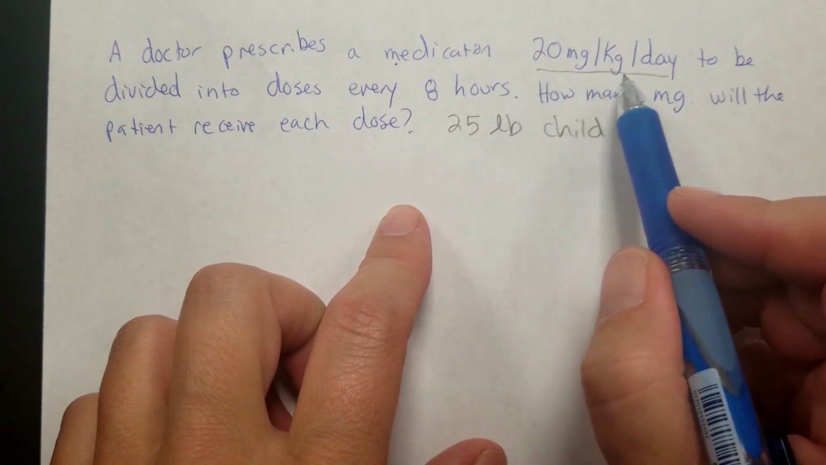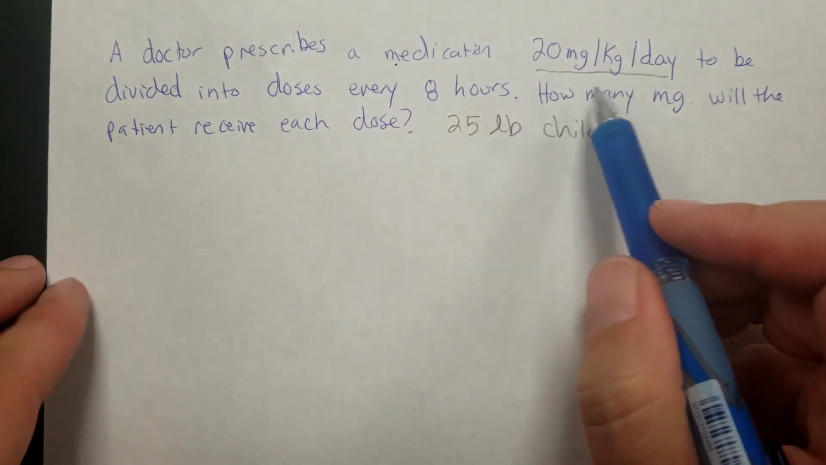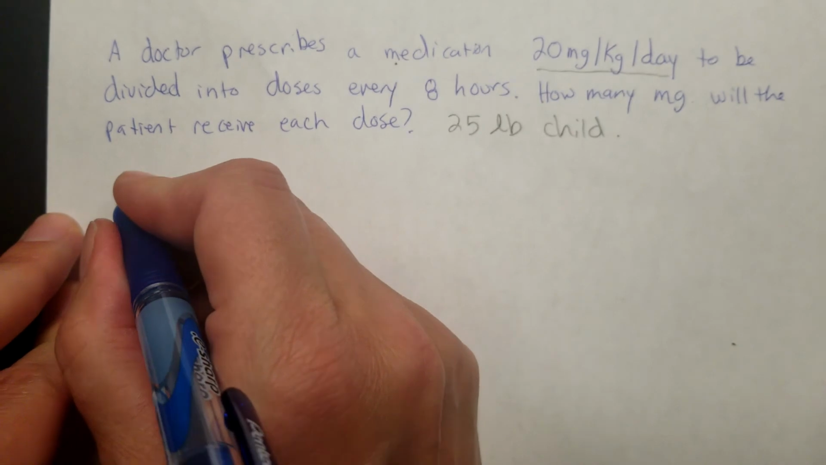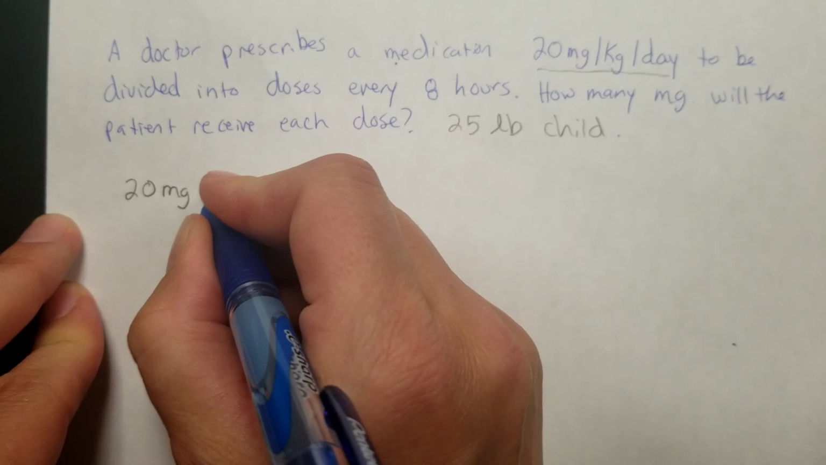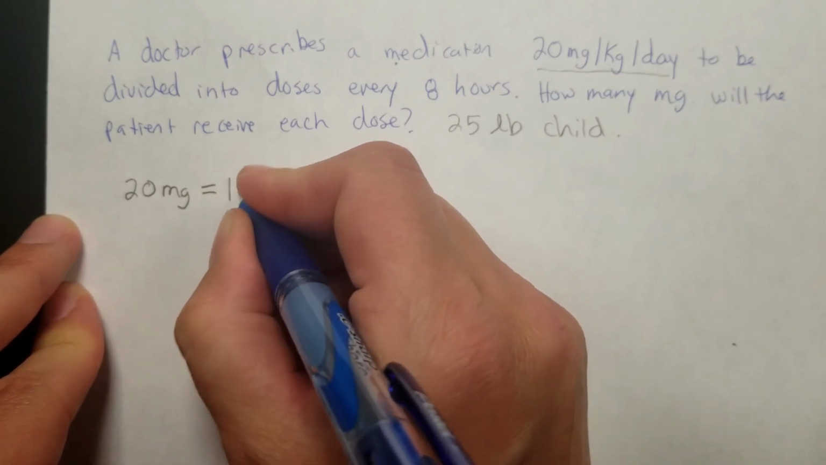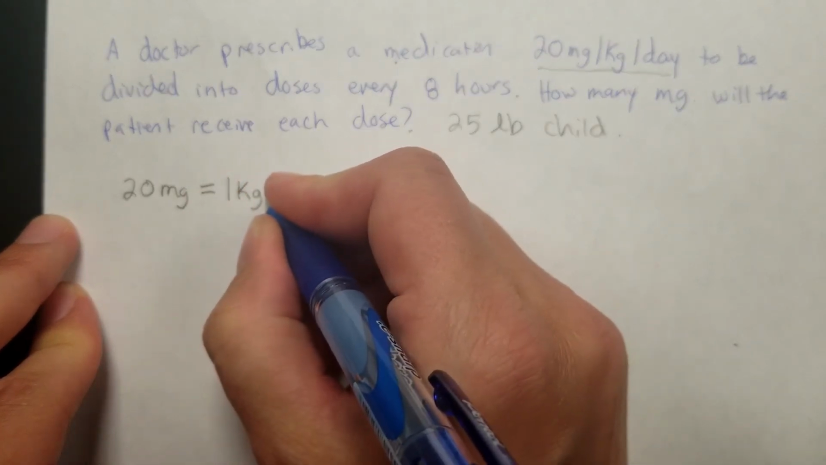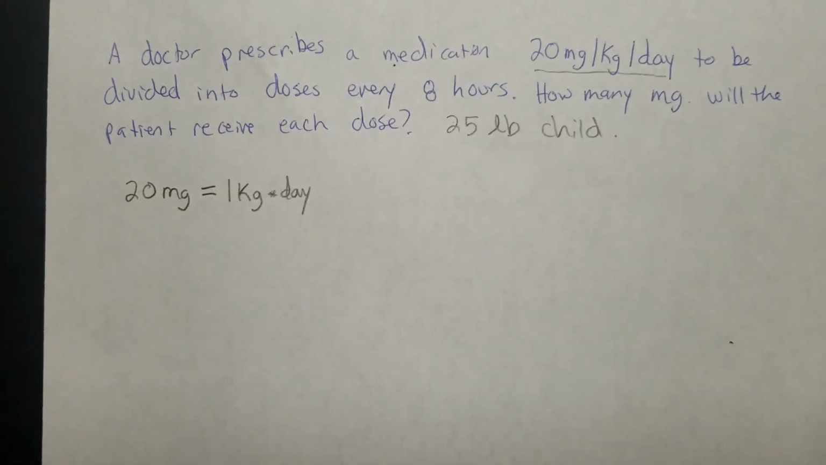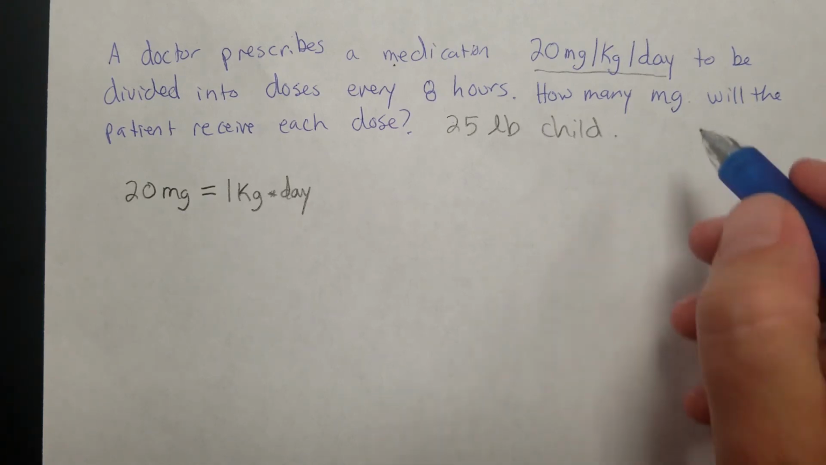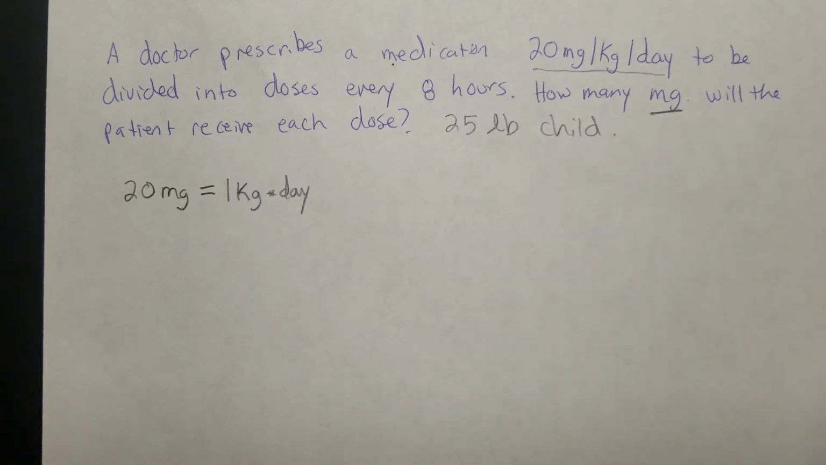Okay, so now let's focus on this conversion. How do I represent that as a conversion factor? Well, it's like saying 20 milligrams is equal to 1 kilogram per day. So what we're going to try to figure out is how many milligrams we're going to give this 25-pound child for each dose.